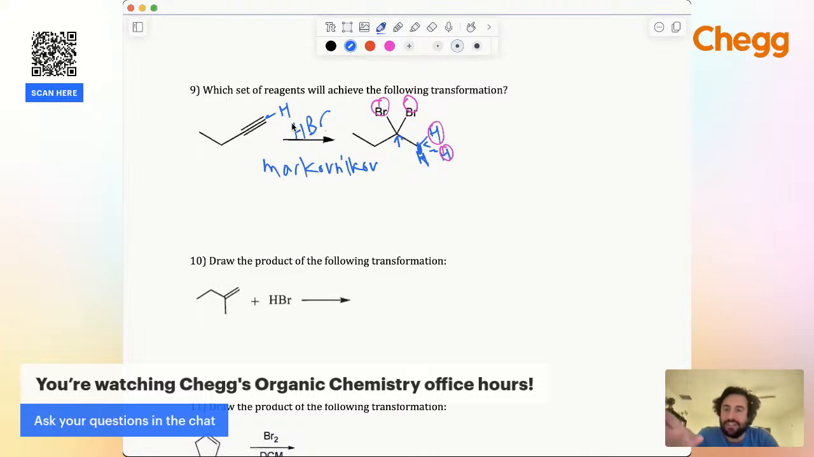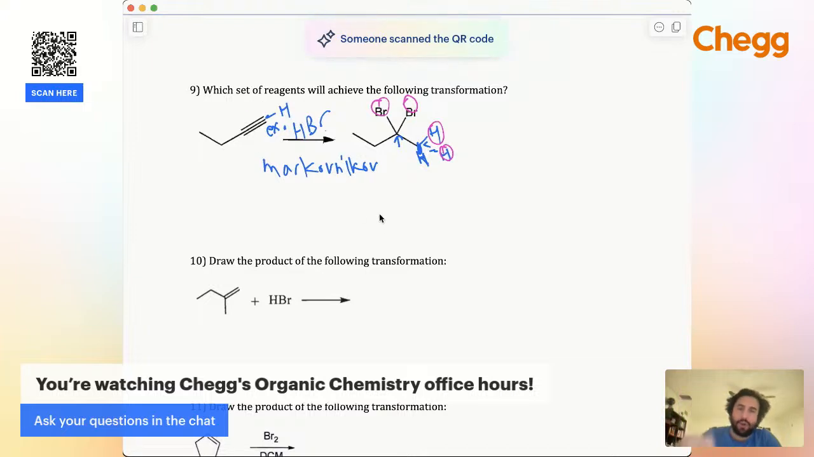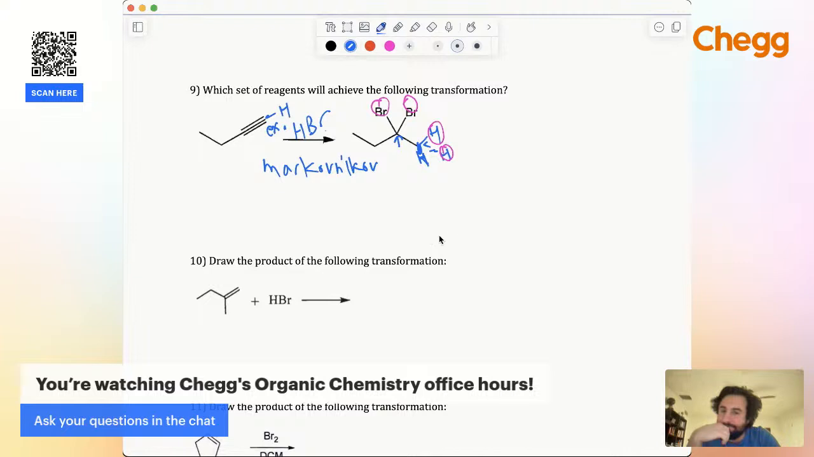And so we clearly did, so let's just write excess, right? Excess HBr. We need at least 2 equivalents of HBr compared to the alkyne substrate, because we need to add 2 molecules of HBr to each alkyne. So excess HBr, that's it. That's all we need.